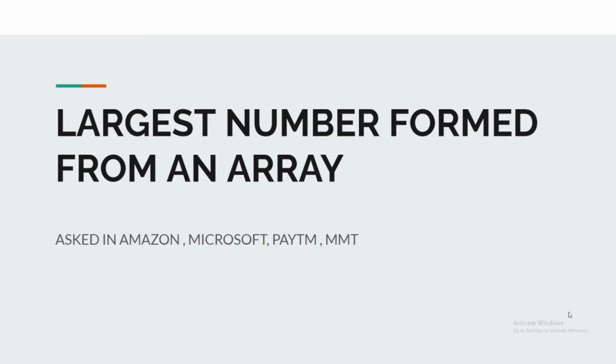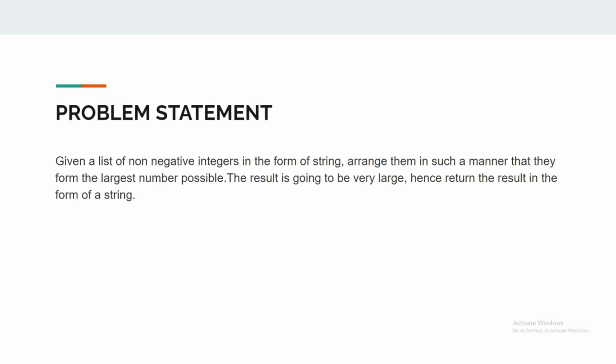In this video, we are going to talk about the question largest number formed from an array. So let's get started. Now the question says we are given a list of non-negative integers in the form of string and we need to arrange them in such a manner that they form the largest number possible. So you are given some numbers in the form of an array.